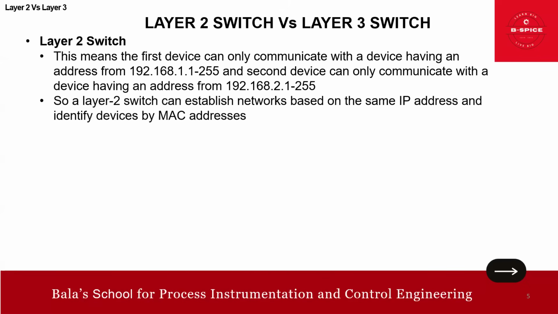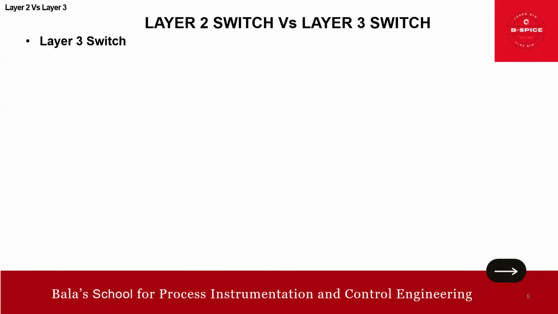Let me see, I can tell something more on this. For the usage, it is ideal for creating a local area network and handling traffic within a single network segment, that is, within the network. That is a point. It supports VLAN, MAC address filtering, and basic network segmentation. Okay, so now we'll go to the layer 3 switch.